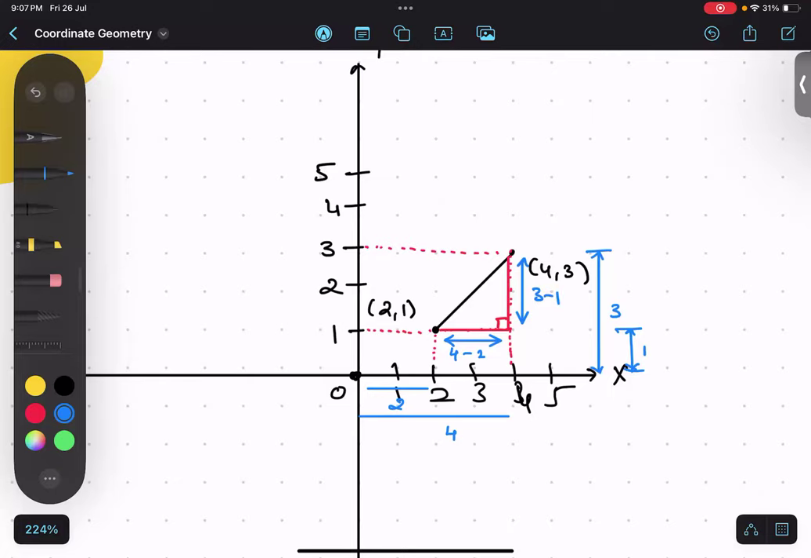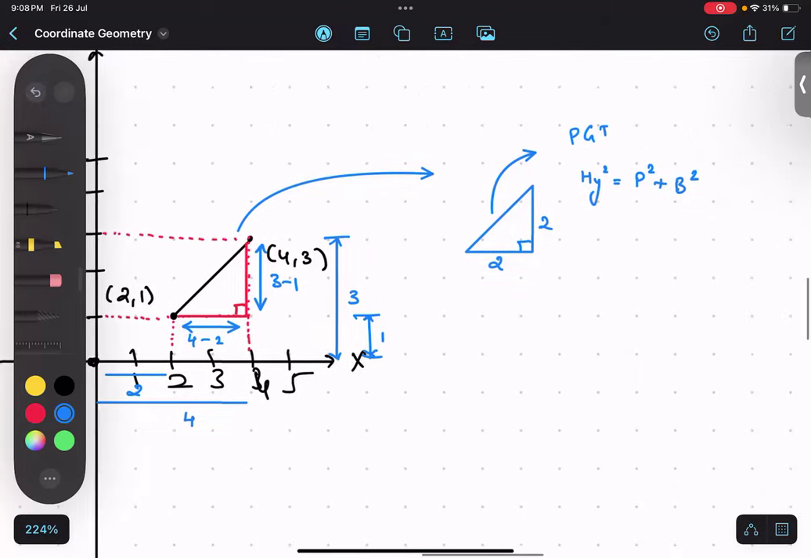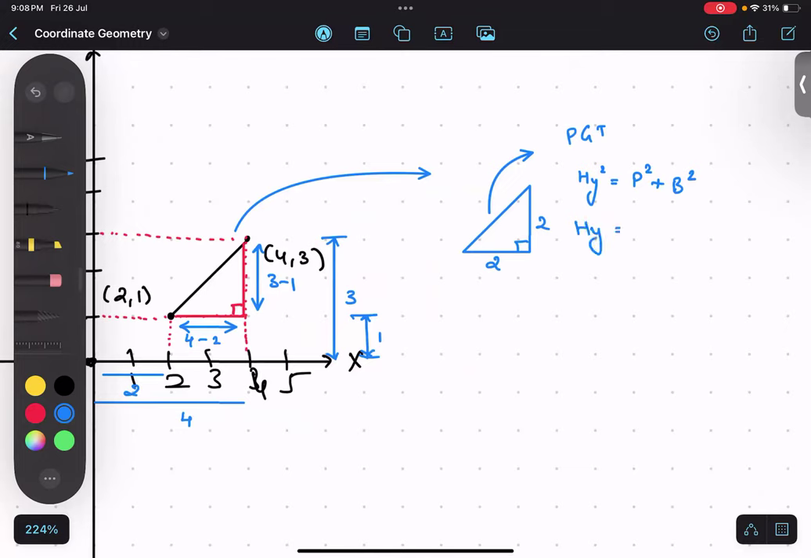I'm not worried about what the distance actually is. Now I'm going to take a right angle triangle only. So this distance was 2, this distance was again 2, coincidentally. And we can find this distance. How can we find it? We can use Pythagoras theorem. Yes or no? Hypotenuse square equals perpendicular square plus base square. We need to calculate the hypotenuse, so I'm going to take the root of this.